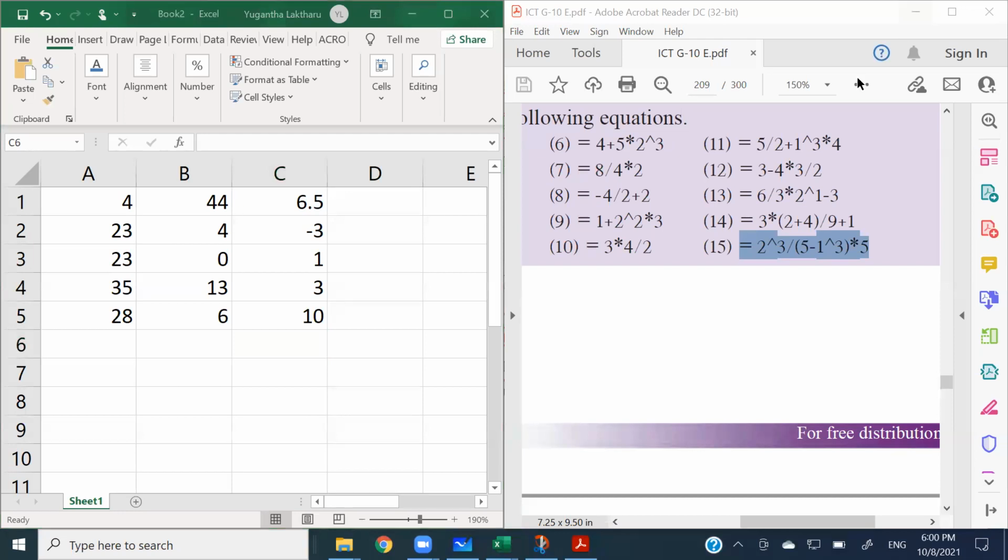Dilni, now how is it going to happen? First the bracket happens. Inside the brackets, 1 to the power 3 happens first, so that means 1. Then 5 minus 1 happens. Because 1 to the power 3 is 1, 5 minus 1 becomes 4. Then it comes out of the bracket. Then 2 to the power 3 happens first, so that means 8. So 8 will be divided by 4, then multiplied by 5. 8 divided by 4 means 2, and 2 into 5 means 10. Dilni, is that clear?